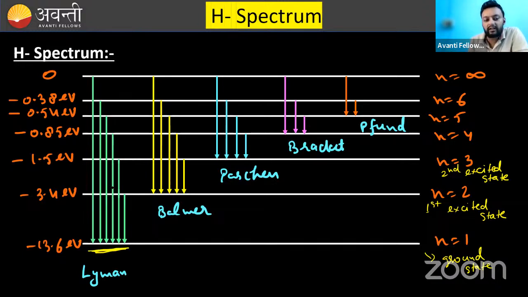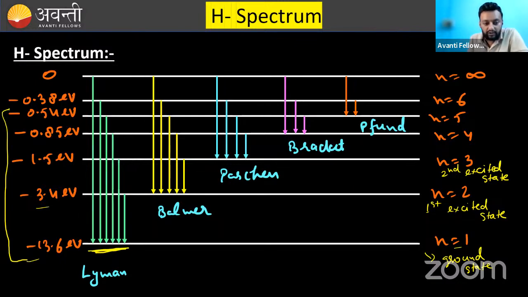Now, one more thing you can remember from this diagram, the energy levels of hydrogen atom. For n equals to 1, energy is minus 13.6. For n equals to 2, energy is minus 3.4. I think up to n equals to 5, you should remember. This is your task to remember the energy levels or energies up to n equals to 5.